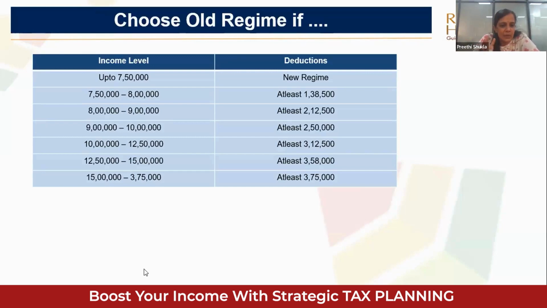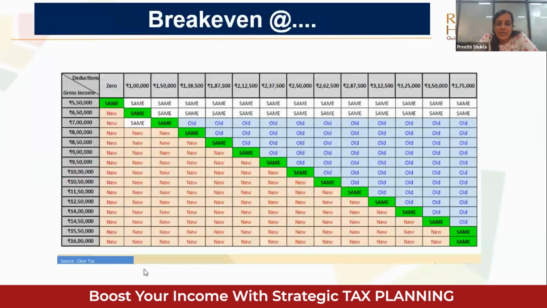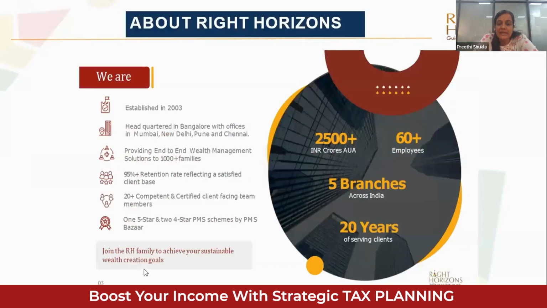Having said this, this is a good checklist. You can just have a look, understand this, but also do the calculation yourself. So this particular chart also is very useful. It gives you your gross income and the different levels of deduction at which a particular regime may work better for you. So have a look at this also in detail.